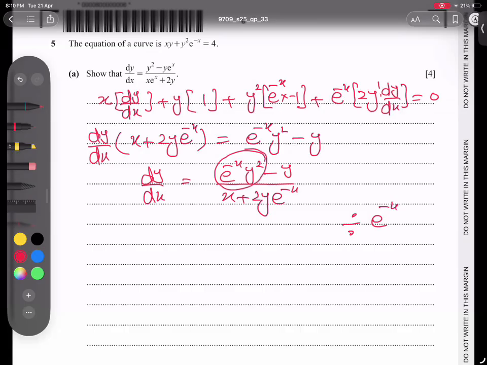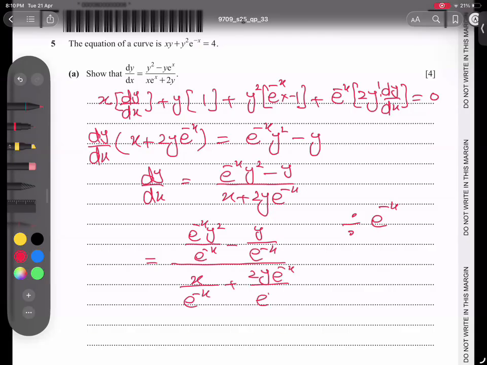Repeat my words. Beside y squared we have e to the power minus x, but here nothing. So I need 1. So this I have to eliminate. So I have to divide. Look, I'm showing the way of dividing fractions. So e to the power negative x y squared divided by e to the power negative x, and y divided by e to the power negative x. Not only the numerator, even the denominator, same process. This is a rule of algebra.